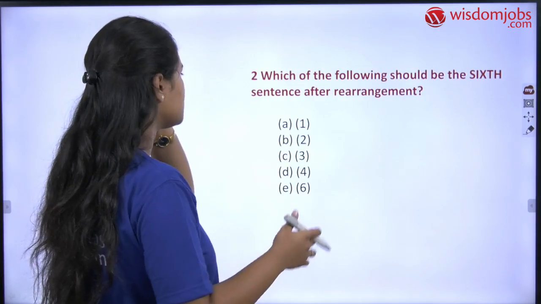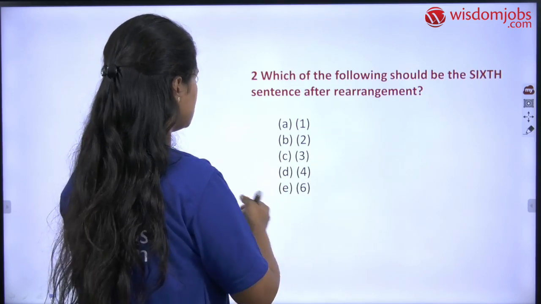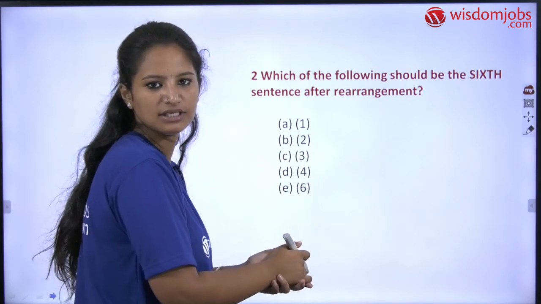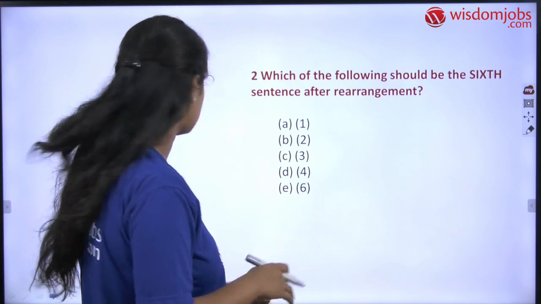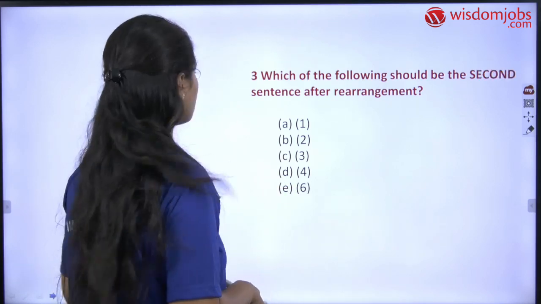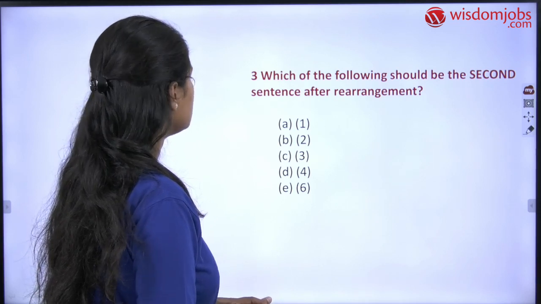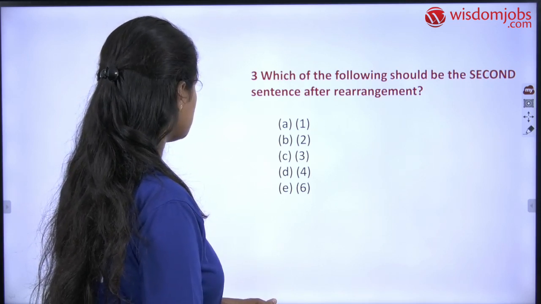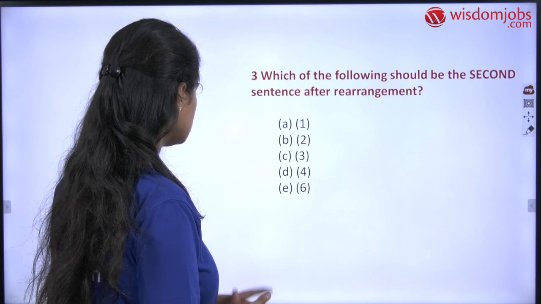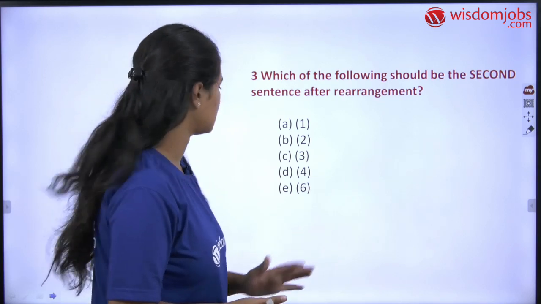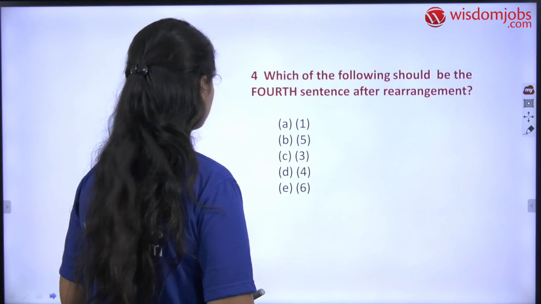So in the second one, which of the following should be the sixth sentence? Here fourth sentence option is here. So D is the right answer. Which of the following should be the second sentence after the rearrangement? Sixth option is here. So we can keep the sixth option.